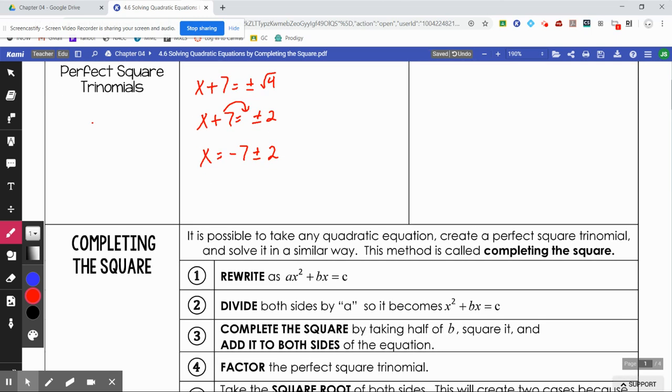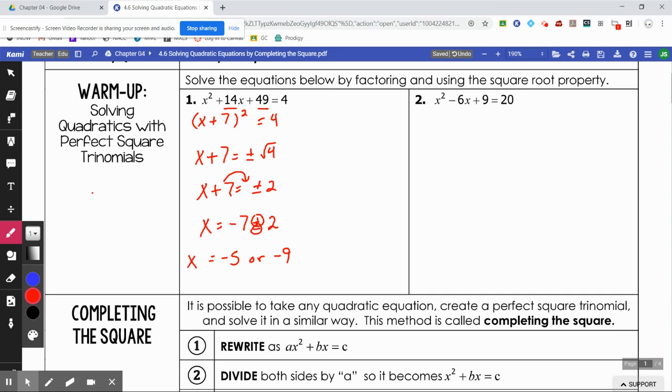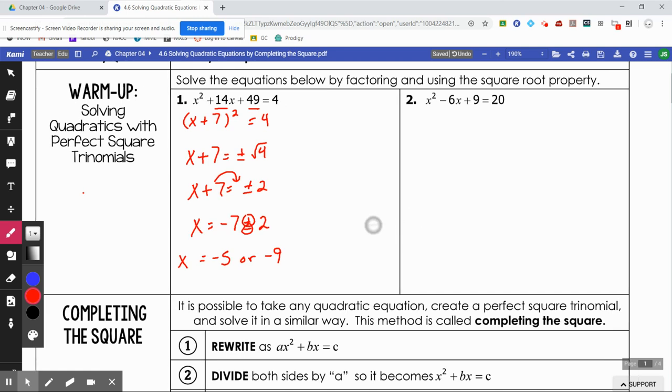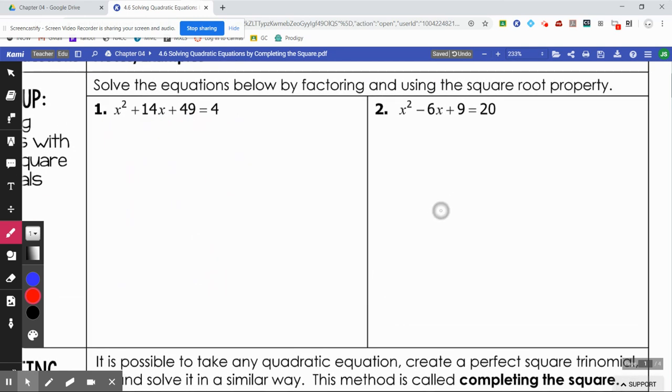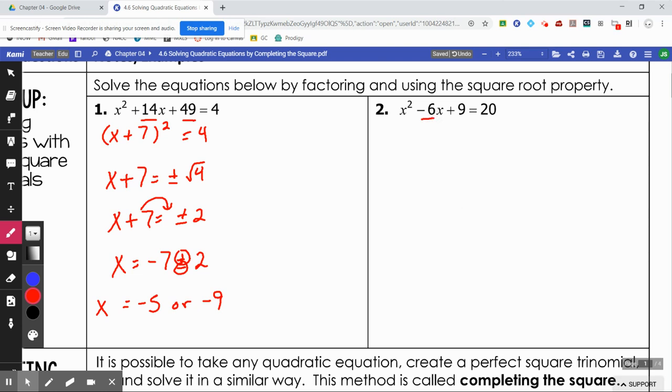So now I have two answers: negative 7 plus 2, which is a negative 5, or negative 7 minus 2, which is a negative 9. And that's how you can solve these by using perfect square trinomials. Number 2, let's do the same thing. Half of negative 6 is negative 3. When you square it, it gives you 9. So therefore, this is a perfect square trinomial.